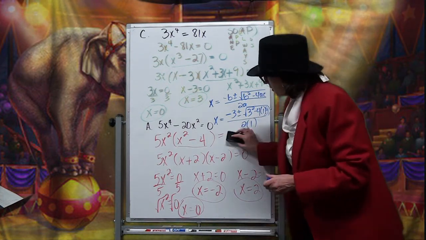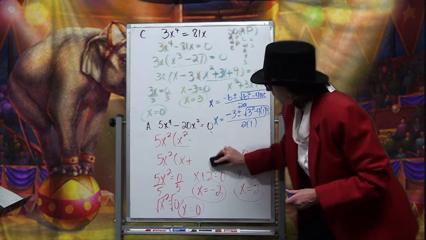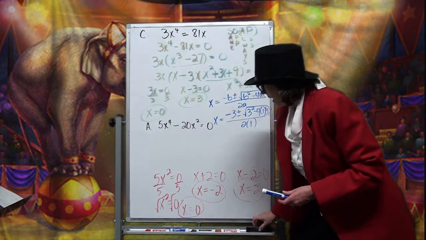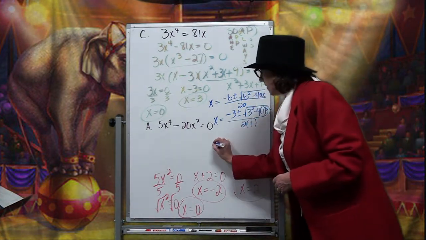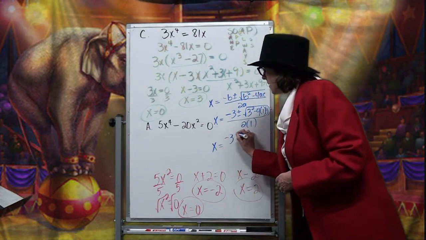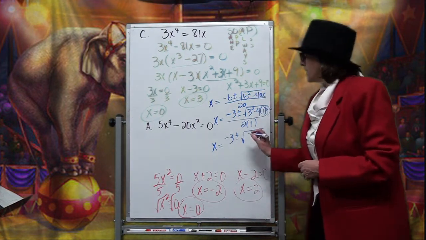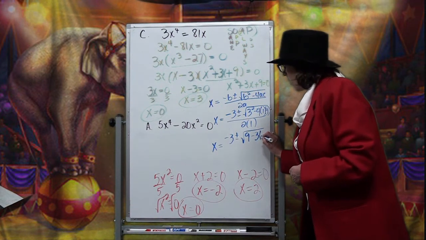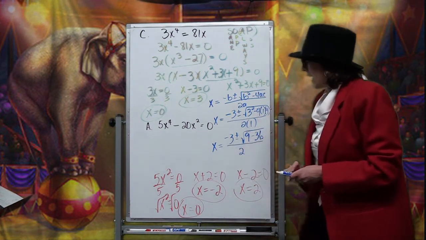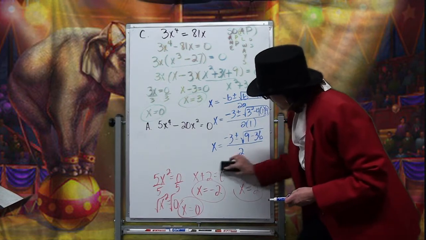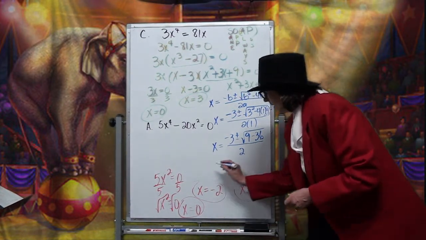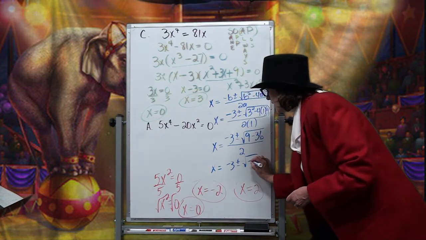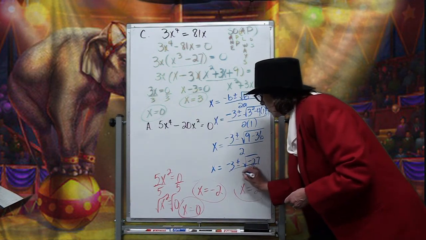So now what I'm going to do, let me erase this and give myself a little bit of room. I don't want to erase all of it because I do want to refer back to it. But let's clean it up and give ourselves a little bit of room here. So I have negative 3 plus or minus 3 squared is 9. 4 times 9 is 36. All over 2. And so now what I have is negative 3 plus or minus square root of negative 27 over 2.